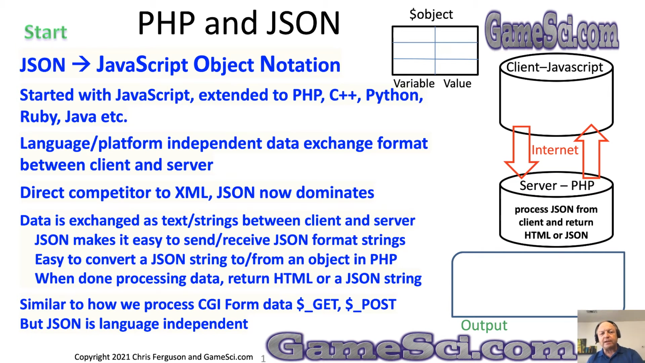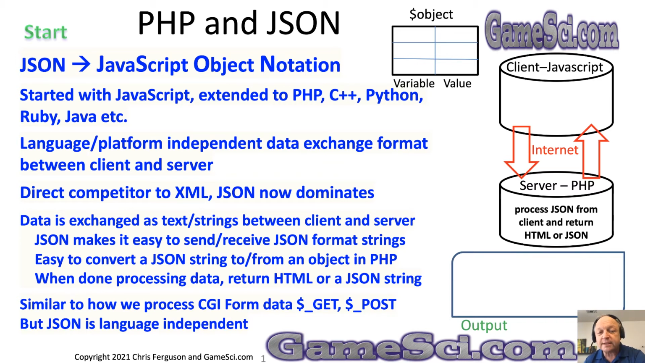It is a direct competitor to XML, but JSON now dominates. XML is the old way we used to send data from the client to the server and back. JSON is the new way to send data from the client to the server and back. Data is exchanged as text or strings between the client and server. JSON makes it easy to send and receive JSON format strings. It's easy to convert a JSON string to or from an object in PHP.